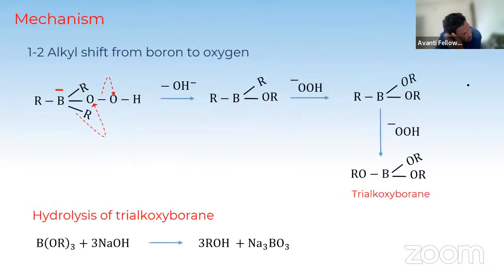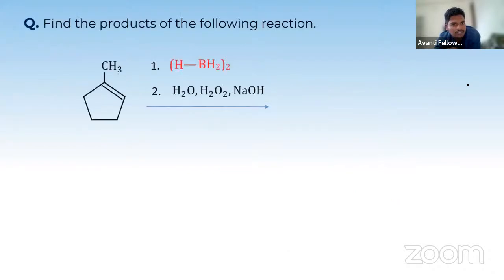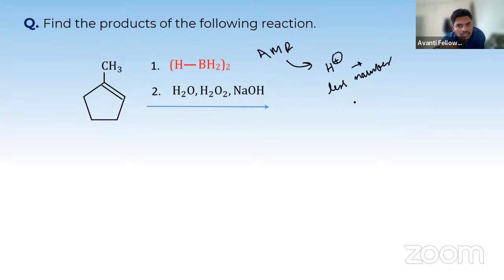Hydroboration oxidation will help in the formation of the product by using the anti-Markovnikov rule. So using the anti-Markovnikov rule, we are solving the hydroboration oxidation question, okay? I hope you guys understand. So try to answer this question. Yes, so this is hydroboration oxidation. This will follow the anti-Markovnikov rule. So what is the anti-Markovnikov rule? H plus will go to the less numbered hydrogen-containing carbon.